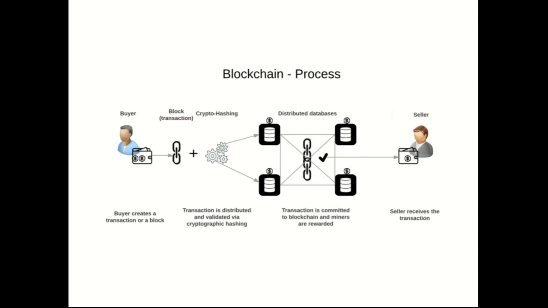As you can see on this diagram, this is a simple transaction process, beginning with the buyer. The buyer invokes a transaction, which then initiates a process of crypto hashing. Again, miners are responsible for this process, distributed then onto a ledger, validated, and then the transaction is executed and funds are sent to the seller.